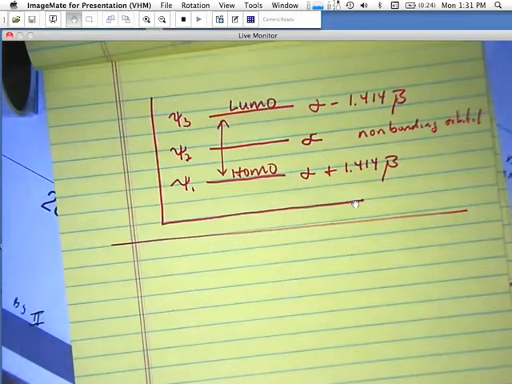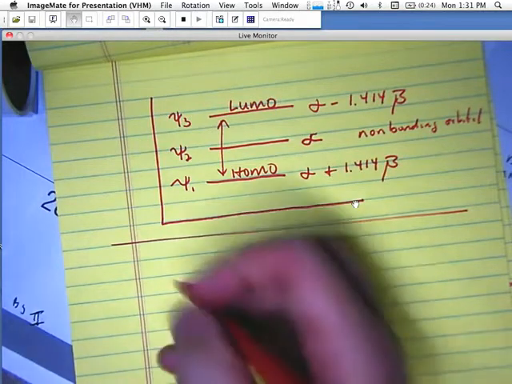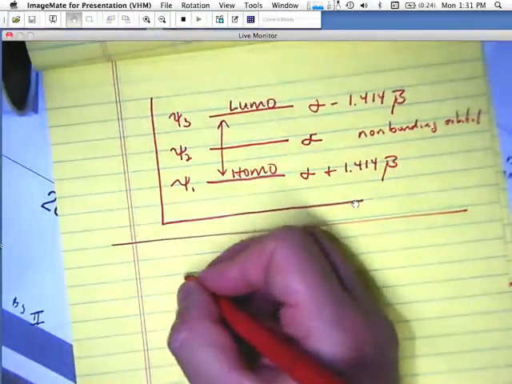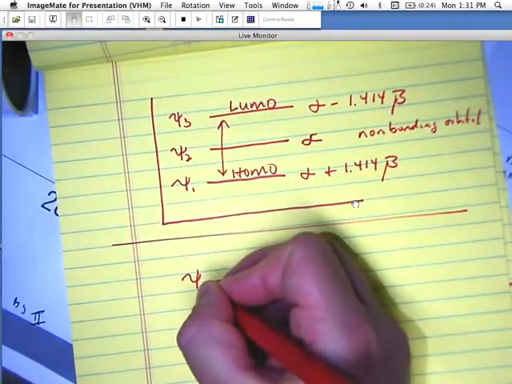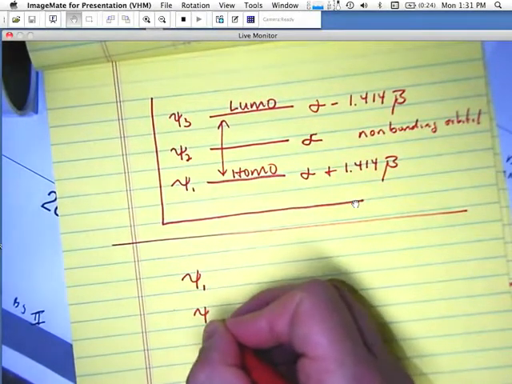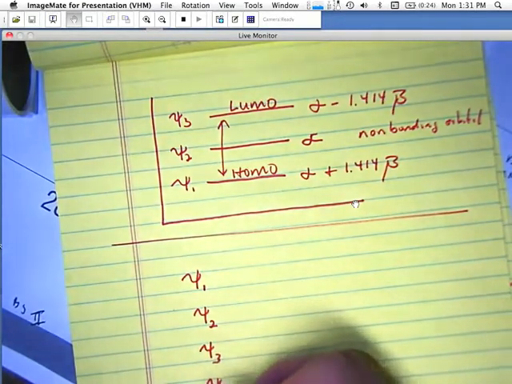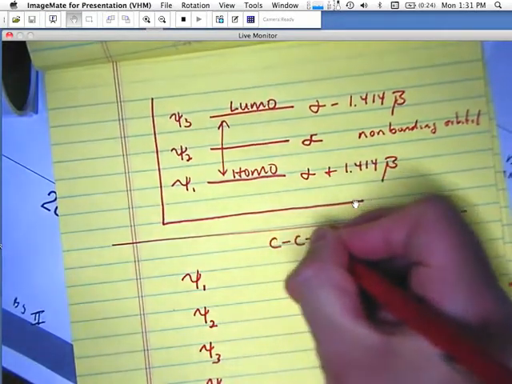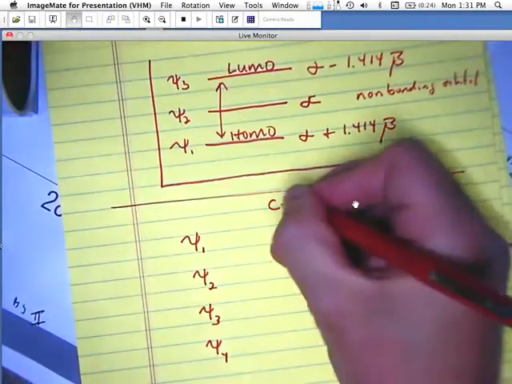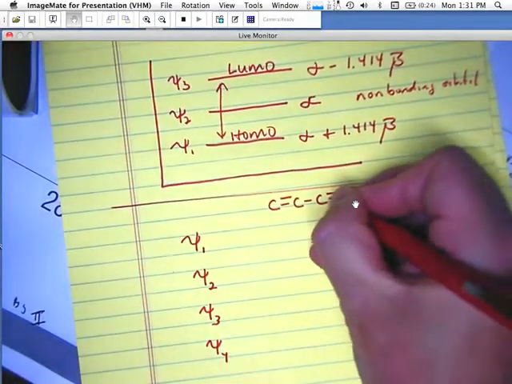So I'm anxious for you to be able to do some of these things by hand. And in one of the labs this week, you're going to take this even further. So suppose you have a molecule that has 4 carbons in it, and in this case it has alternating double bonds.